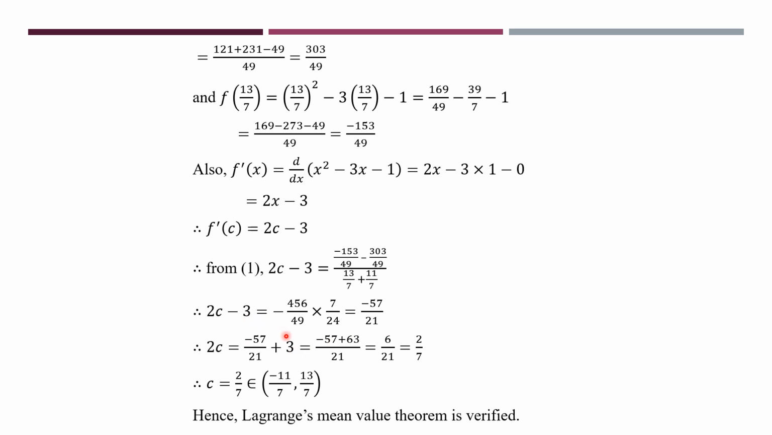This minus 3 taken on the RHS, we get 2c equal to minus 57 divided by 21 plus 3. Taking 21 as LCM, we get minus 57 plus 63 divided by 21, which is equal to 6 divided by 21. Simplifying with 3, 3 into 2 is 6, 3 into 7 is 21, so it is 2 by 7. Therefore, c equals 2 by 7 lies in that interval. Hence, c equals 2 by 7 belongs to the open interval minus 11 by 7 to 13 by 7. Hence, Lagrange's mean value theorem is verified.